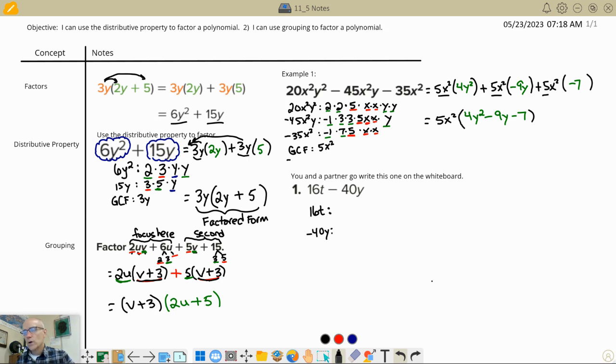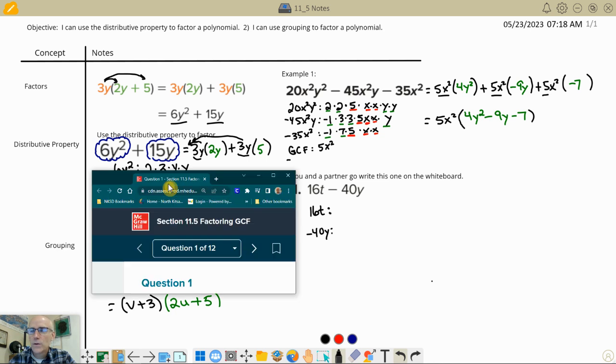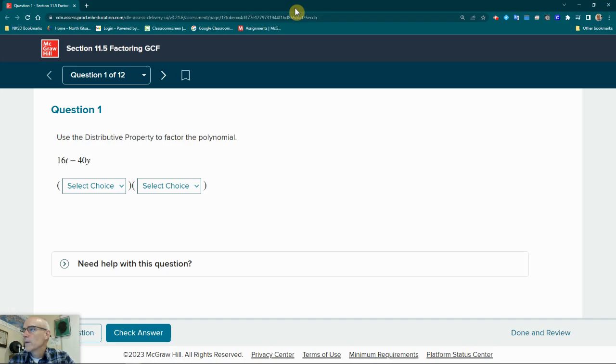I want you right now to try problem number 2 on McGraw-Hill. And just to refresh your memory here, you're going over to McGraw-Hill, you're opening up the 11.5 factor in the GCF, and you're opening up the assignment. Okay, I'm going to pull it over onto this screen here in just a second. You put problem number 1 on the whiteboard. Okay, so I'm going to show you that. Sorry, I didn't have this open before the video started. So here we go. You put problem number 1 on the whiteboard, right?